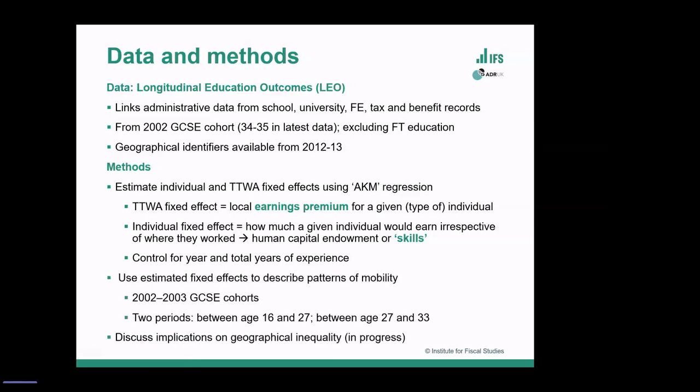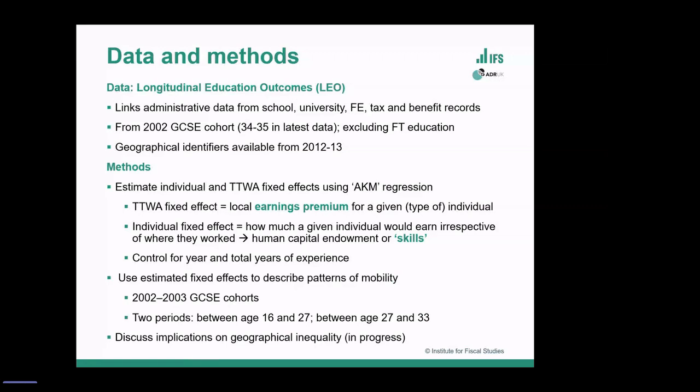Having estimated these travel to work area fixed effects and individual fixed effects, we use these estimates to describe patterns of mobility in people's early careers. We focus on two cohorts, the 2002 and 2003 GCSE cohorts, who are up to age 33, 34 in our data. We look at two periods in their lives: an early period between age 16 and age 27, the start of their careers where people choose where to move to start out.